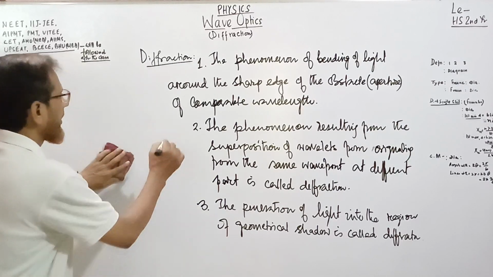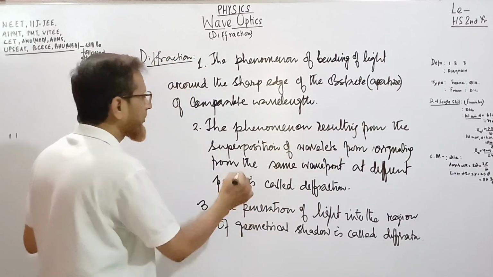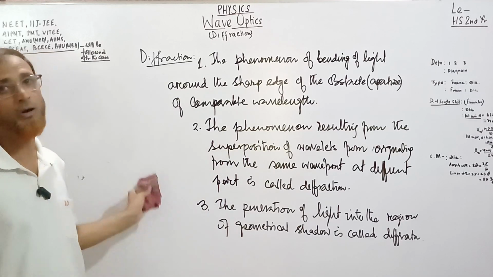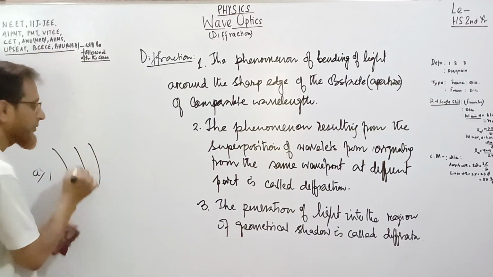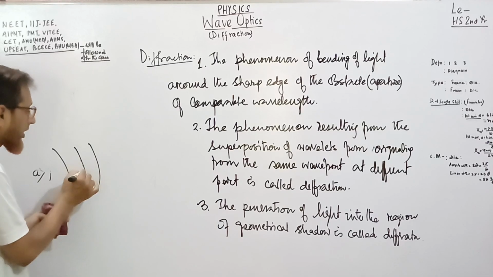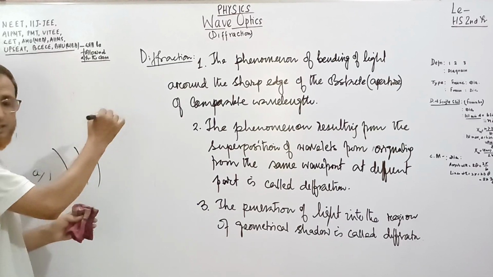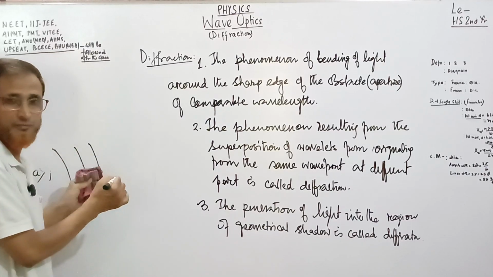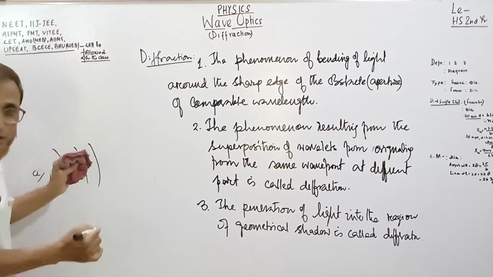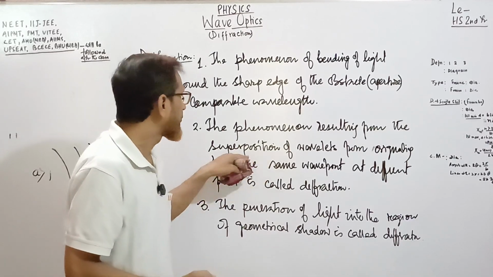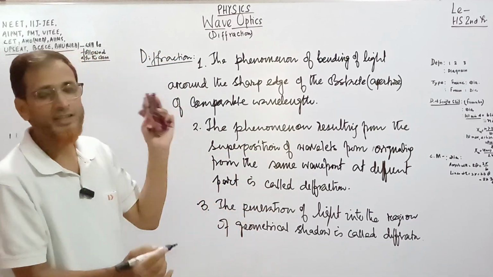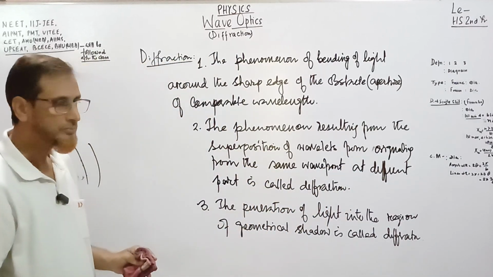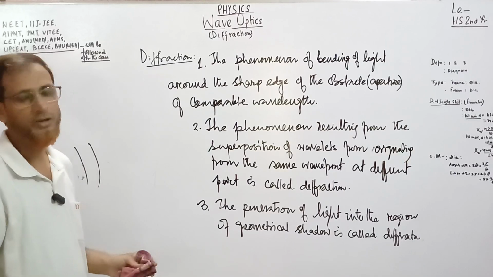Number two, the phenomenon resulting from the superposition of wavelets, or secondary waves, originating from the wavefront. This is the wavefront. From each point on the wavefront, a secondary wavelet is generated. The wavelets generated from different parts of the same wavefront superpose over each other. Am I right? And due to this superposition, the diffraction phenomenon occurs.